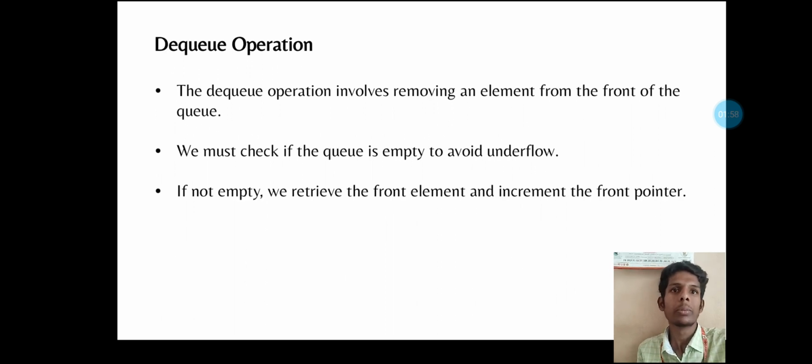Now DQ operation. The DQ operation involves removing an element from the front of the queue. We must check if the queue is empty to avoid underflow. If not empty, we retrieve the front element and increment the front pointer.